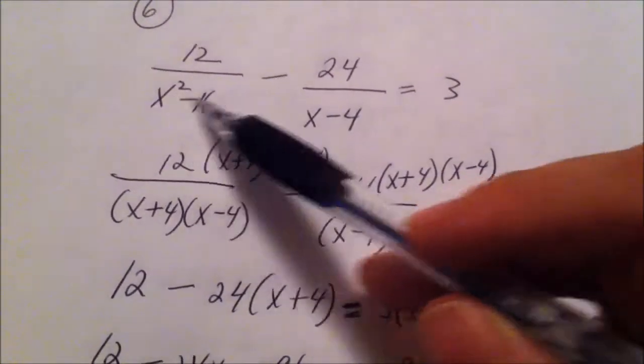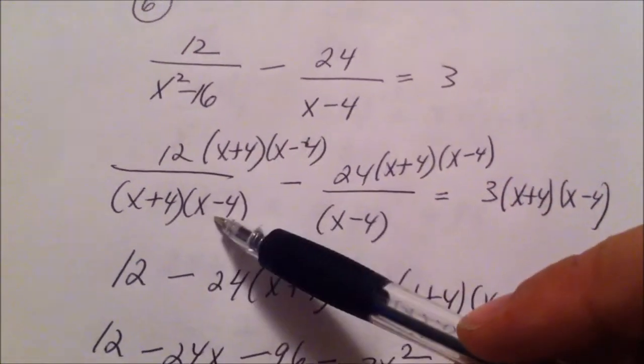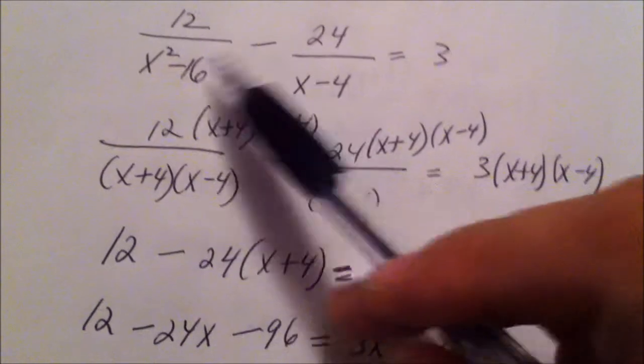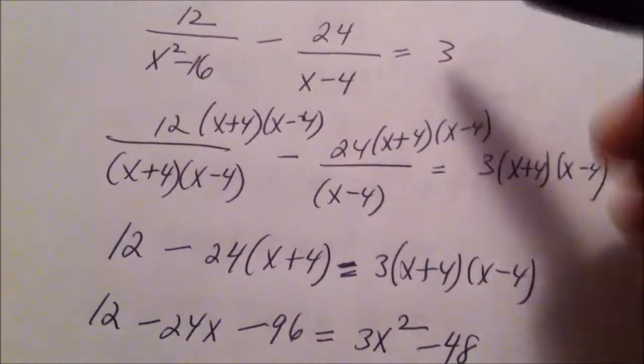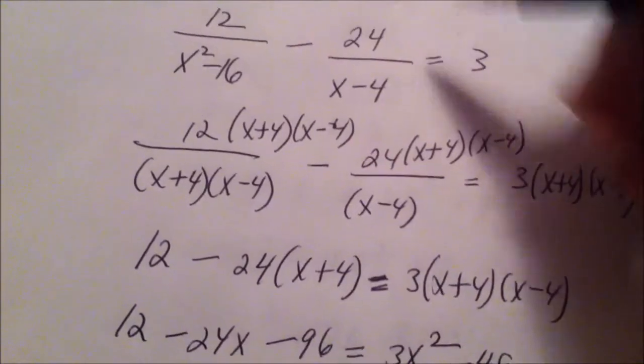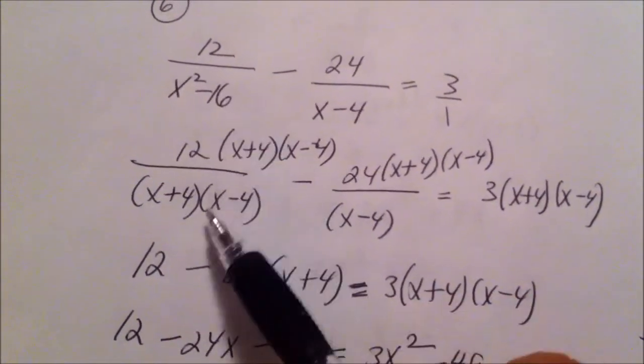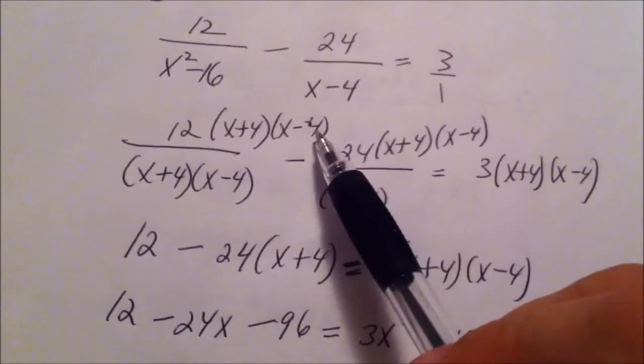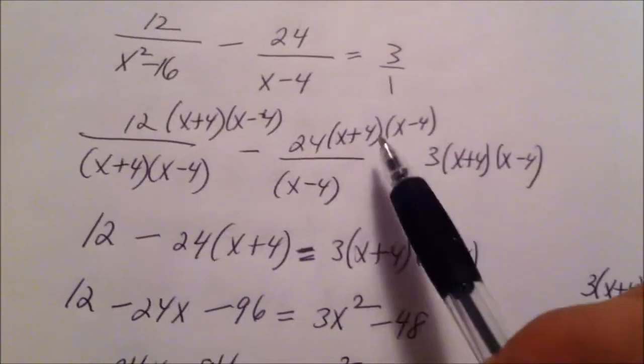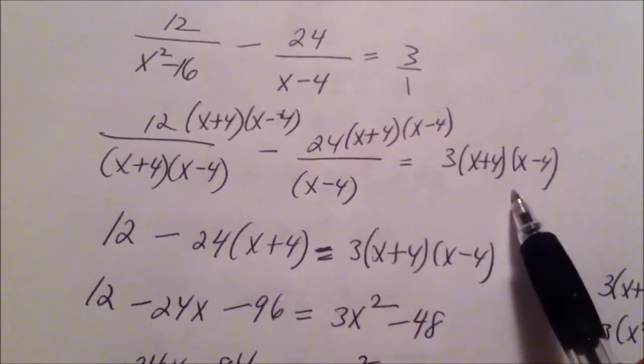So the first thing you want to do is factor out this denominator and find the least common denominator of all of these. You could even put this over 1 if you want. I'm going to do this as 3 over 1. So the LCD between all of these is x plus 4 times x minus 4. Notice that every single term got it, including the 3.